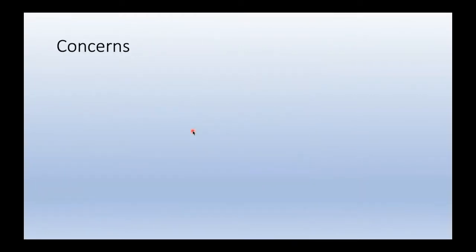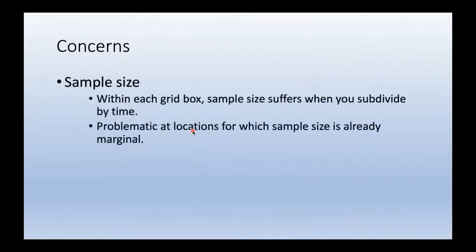One is sample size. Within each grid box, the sample size suffers when you subdivide by time. And so if you start with an aggregation over several decades and you have, let's say, 1,000 reports over 50 years, just to take round numbers, when you divide that into 50 individual years, you're down to only 20 reports for each of the years, and you start to have very important statistical uncertainties in the ratios that you calculate from your samples.